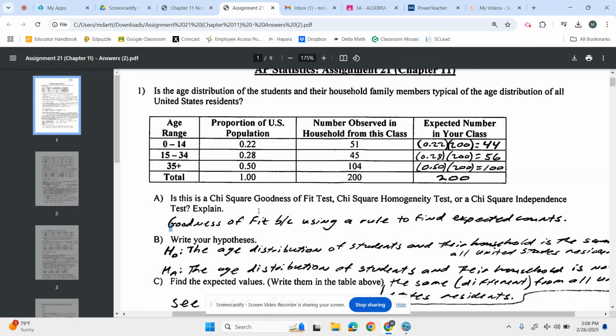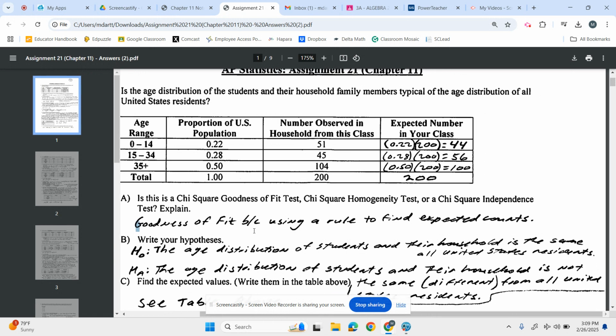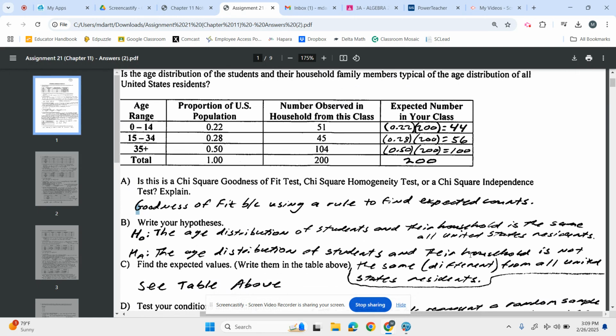Now, remember, when you write your hypotheses for a chi-squared test, you're not going to write actual P equals P equals P like you would on any other test. You're going to write a statement. And so if I look up here, it says, is the age distribution of students and their household family members typical of the age distribution of all U.S. residents? So our null, because we think of it as an equal sign, is going to be that the age distribution of students and their households is the same. Remember, equal is the same as all U.S. residents. The alternative would then be that it is different, okay, that it is not the same.